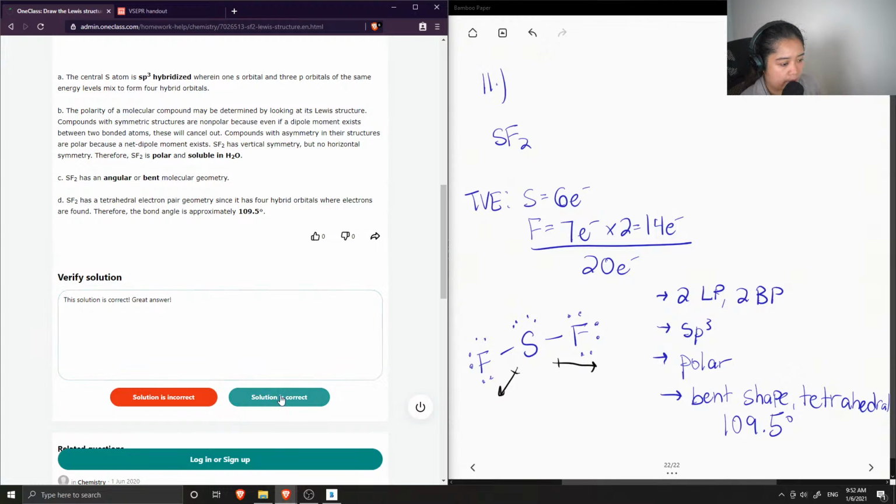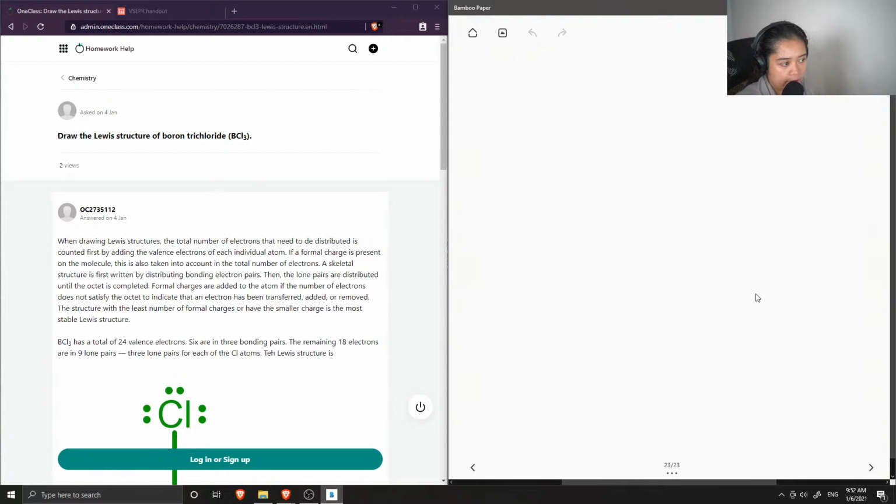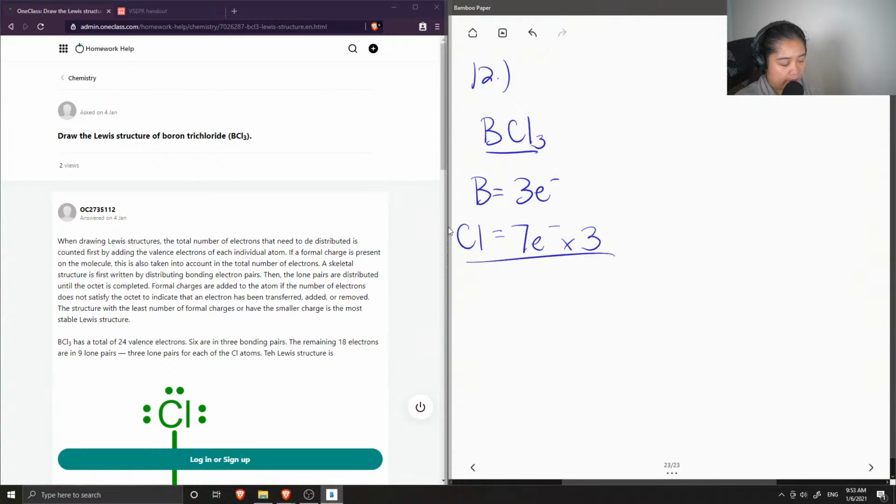Now let's quickly do one more question, which is just to draw the Lewis structure of boron trichloride. So boron has 3 valence electrons, and chlorine has 7, and there are 3 chlorine atoms, so we have 24 electrons in total. So let's draw the boron as our central atom, and just the 3 chlorines around it. And we'll show all of the lone pairs.